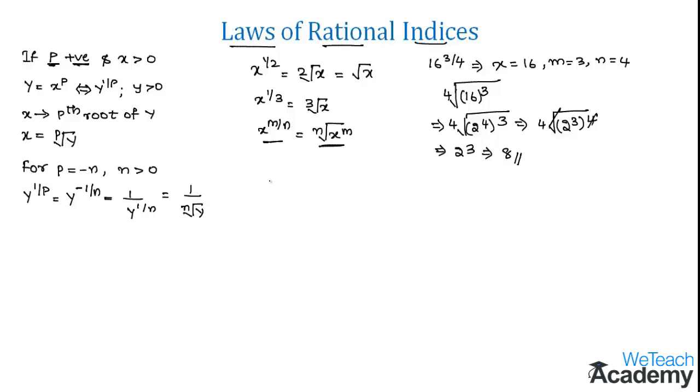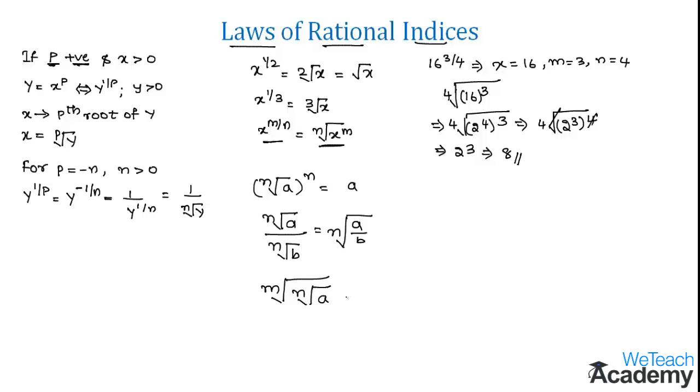Now let us learn some other laws of rational indices. Here we have the first law as nth root of a whole power n can be represented as a, and nth root of a divided by nth root of b would be nth root of a divided by b. Similarly, we have the other law, which is mth root of nth root of a, and this we can write as mnth root of a.